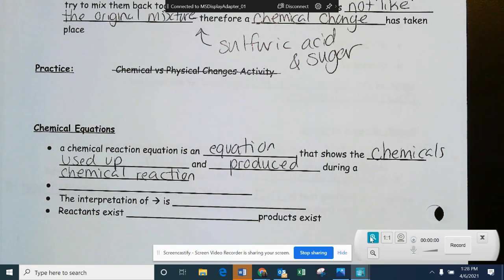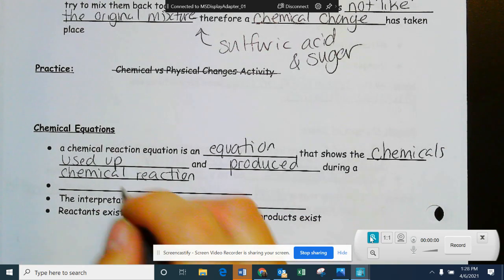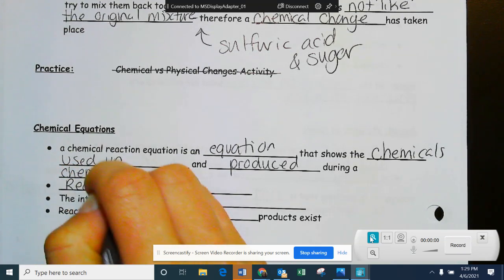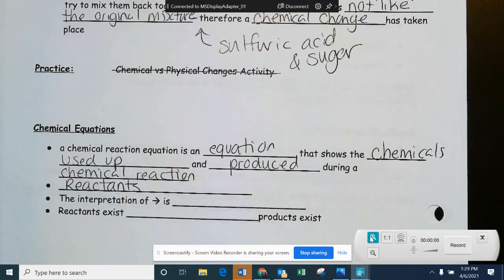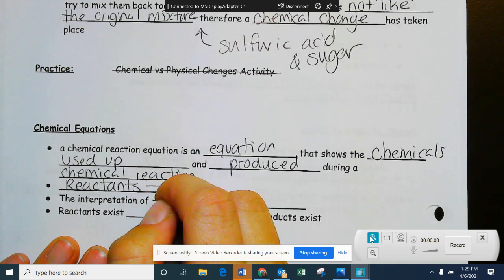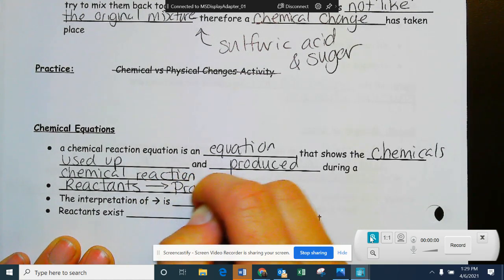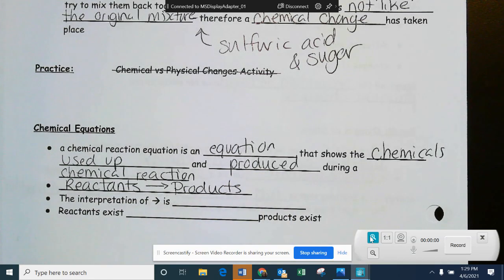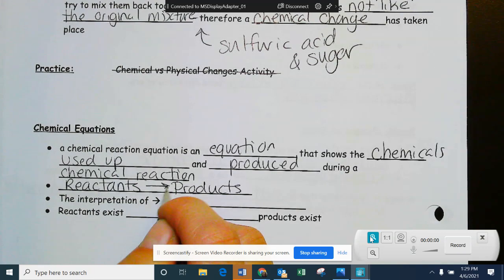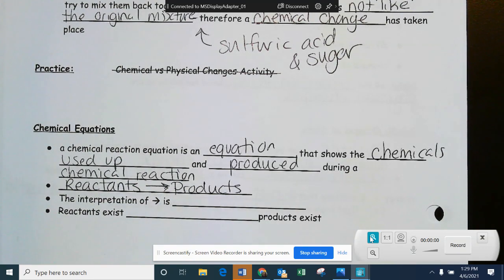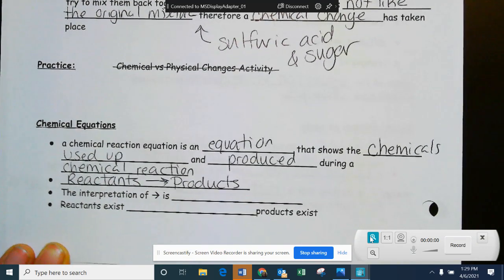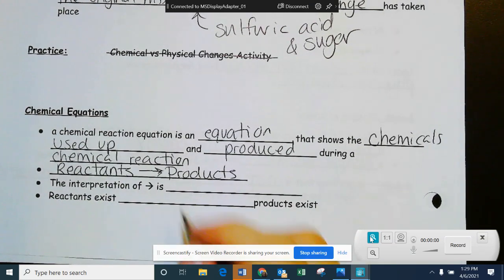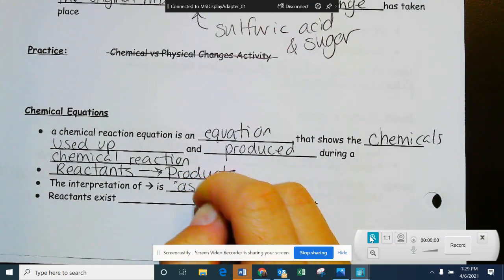Does anybody remember the name for the chemicals that are used, the like sciencey word for that? Yeah, reactants. Nice. So we get reactants are the chemicals that we use up, and then products is what we get. So we're always going to be writing our reactions as reactants to products, and we'll just have a little arrow in between them to differentiate and show how the atoms are rearranged. The interpretation of that arrow is as time passes.